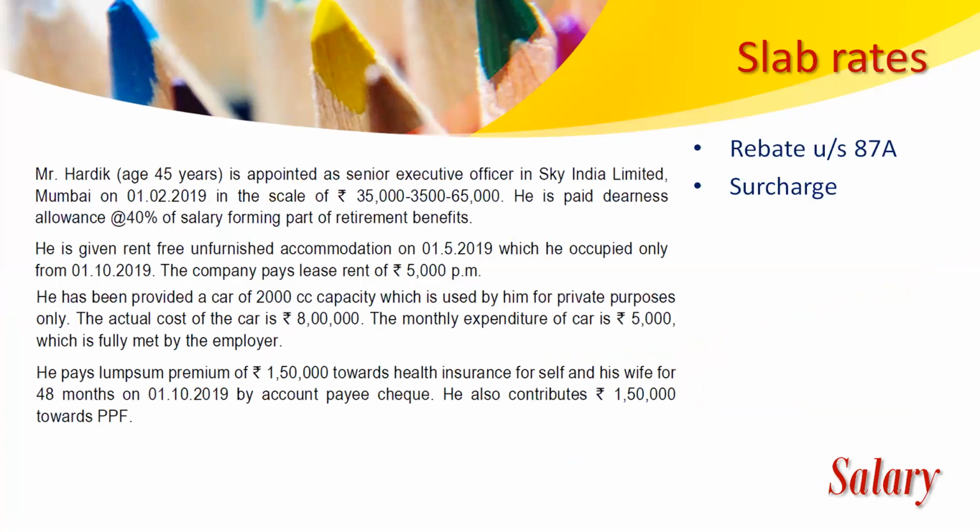So Mr. Hardik, 45 years. What should be taken into consideration is that for various points of consideration, he is not a senior citizen. Next, he is appointed as a senior executive on 1/2/2019 for a scale of 35,000 rising, which means 35,000 is his starting salary during his appointment, and every year of his service there will be an increment of 3,500, max limited to 65,000. He is paid a dearness allowance at 40% of the salary forming part of retirement benefits.